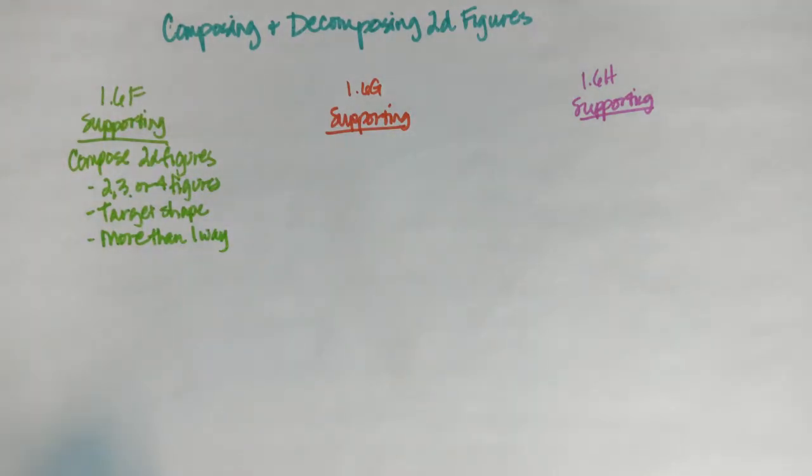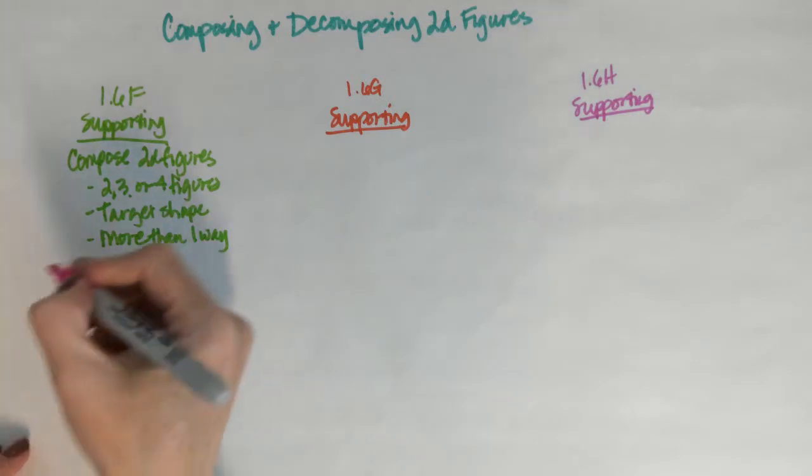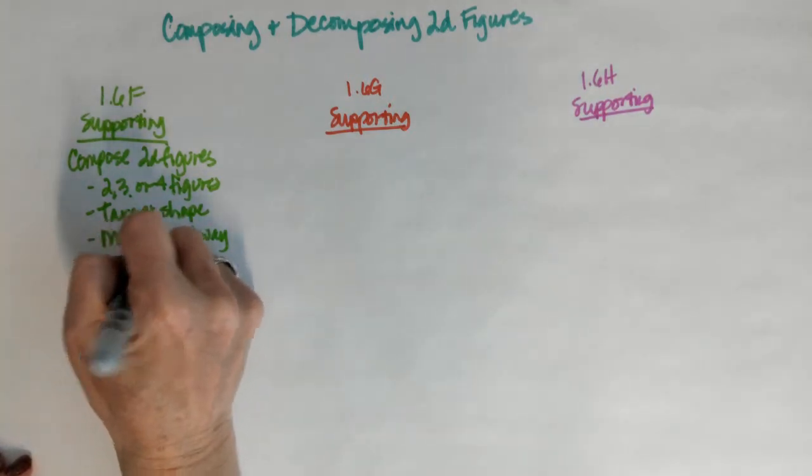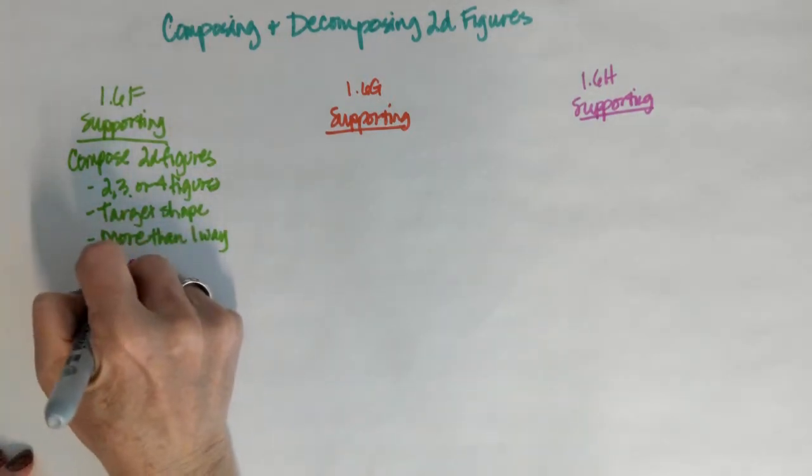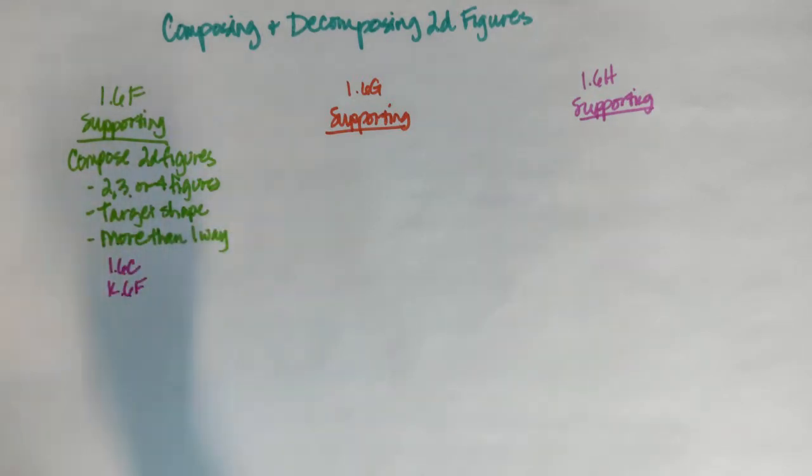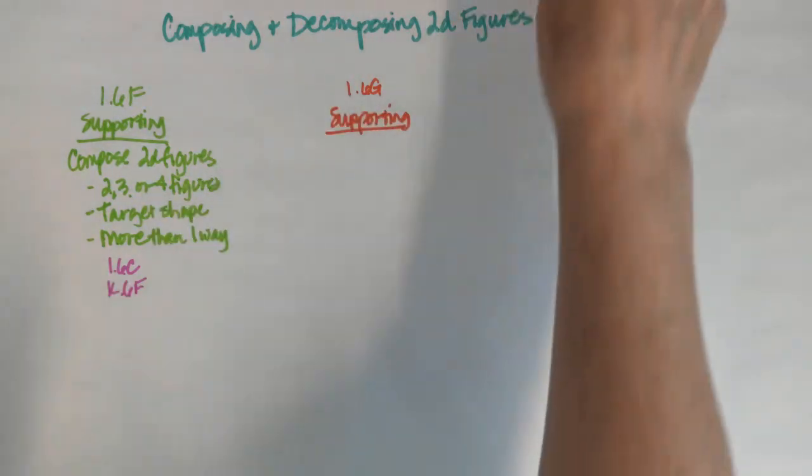So in this standard we have some support from prior units. 1.6C that we just finished with and K.6F will support that. In both of these, this is where the students are creating 2D figures. So in our prior unit, we created 2D figures. Now students are being specific about how they're going to create them. And then they did the same thing in kindergarten with K.6F. So let's look at what that looks like.